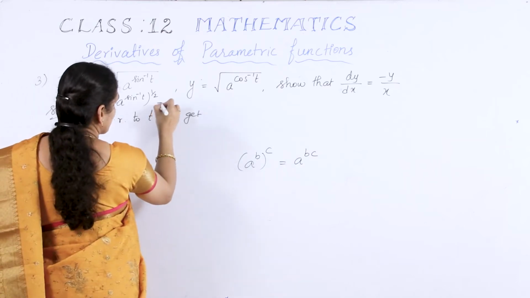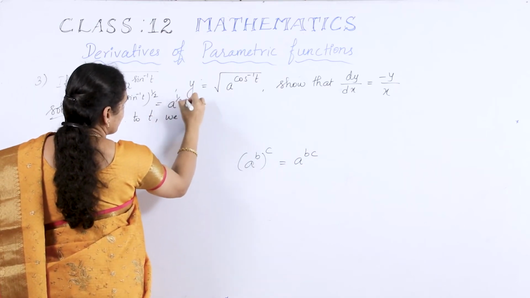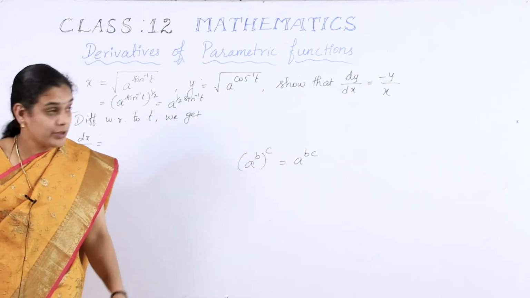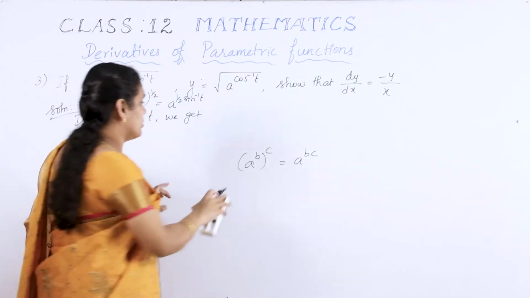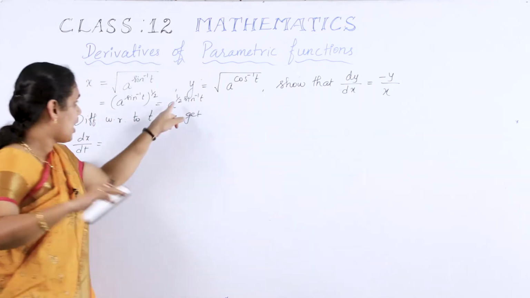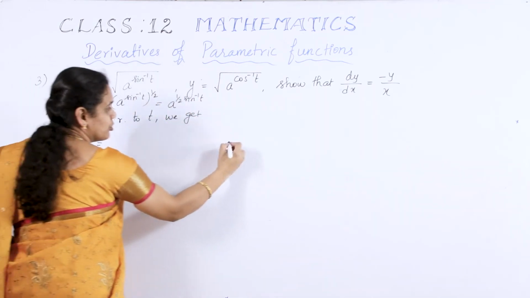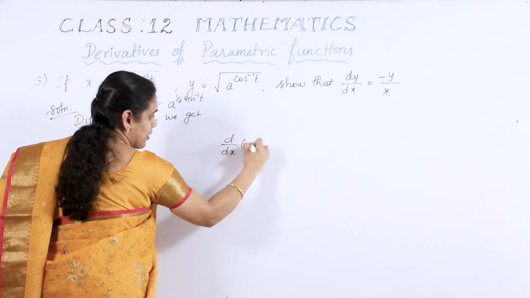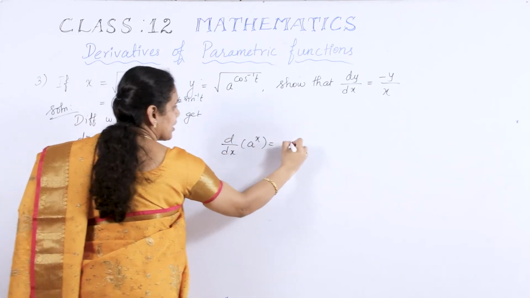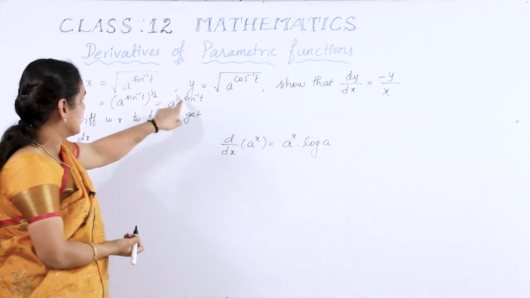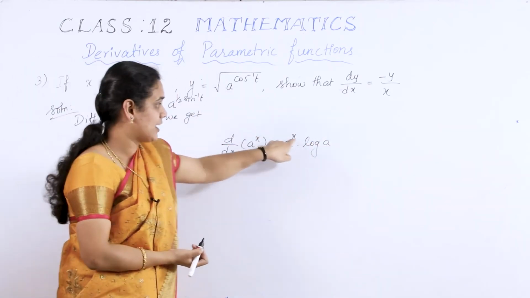So let me write this one as a to the power half sine inverse of t. Okay, it will be easy for us to differentiate. So we can multiply both the powers, right? So half into sine inverse of t. Now if you differentiate, I already told you the derivative of a to the power x. So that is a to the power x log a. Okay, here whatever it is in the power, it should be considered as x.